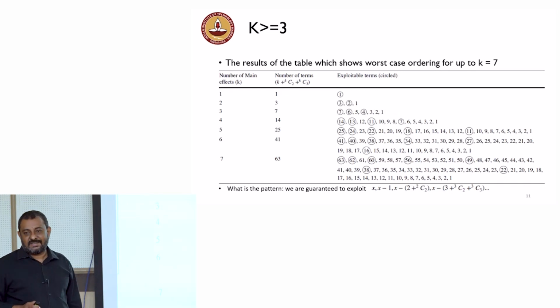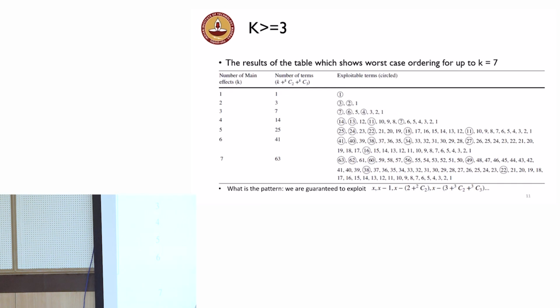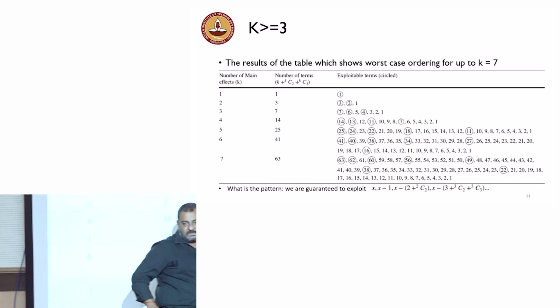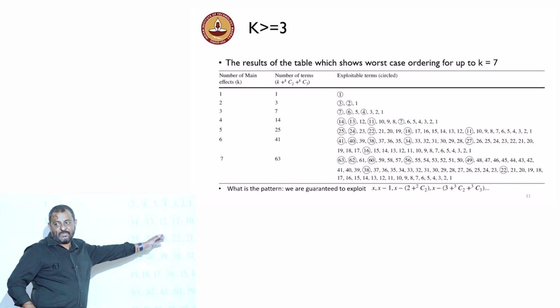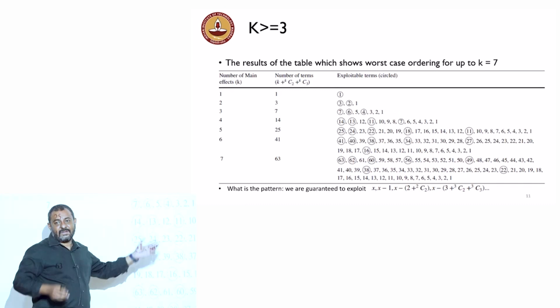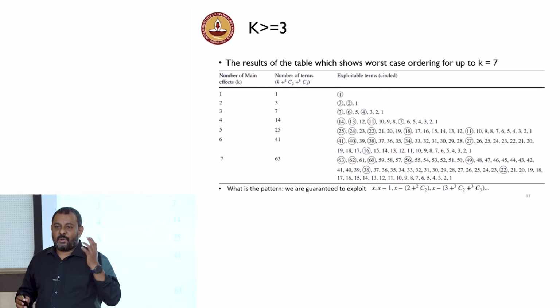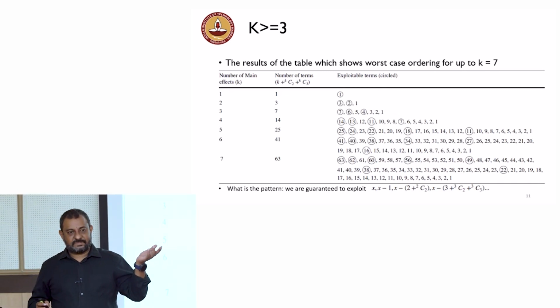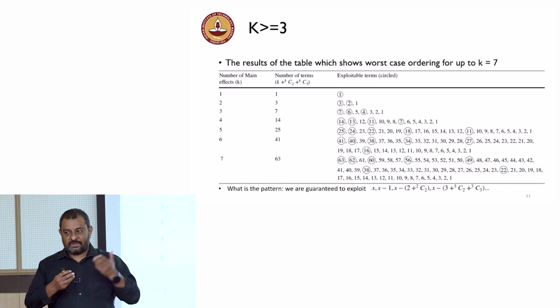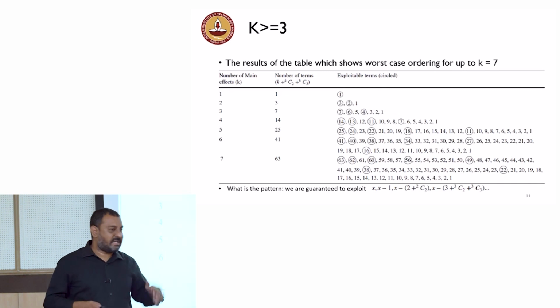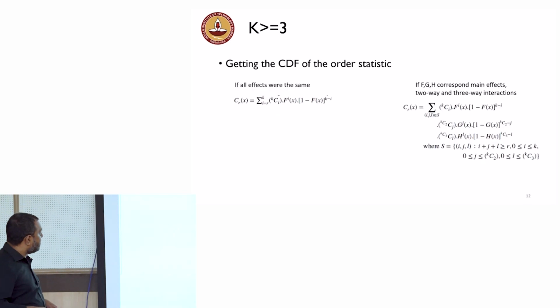Now the best case is fairly trivial, right? In the best case, you can always exploit the top k terms, right? Because there exists some pattern. The simplest way to see that this is the best case is to ask what if the top k terms were the k main effects? They're not related, they don't touch each other, right? So you can always guarantee that you can exploit those.